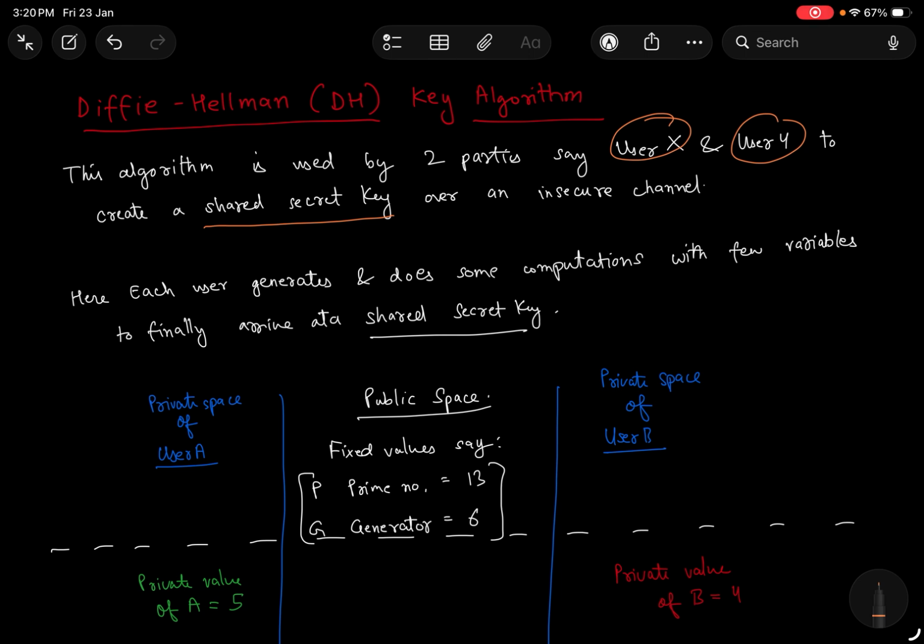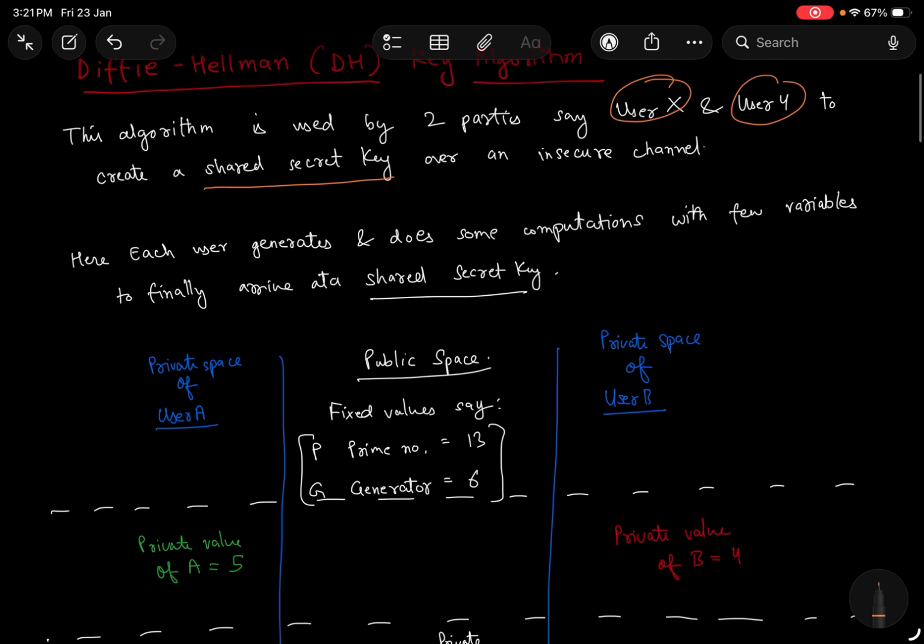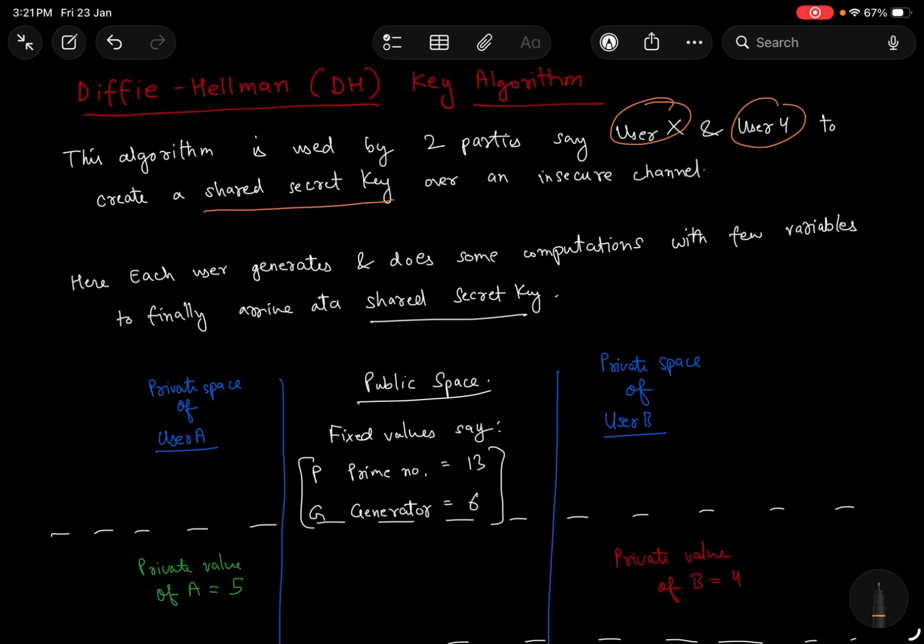Or if they try to create some sort of secret key, and then encrypt their chat messages and do the chat, and the attacker gains access to that secret key, then the attacker can decrypt those messages and again gain access to them. So this is where the Diffie-Hellman key algorithm comes into play.